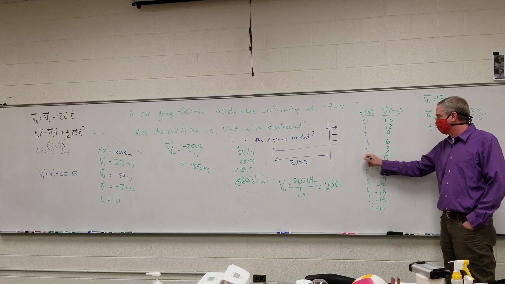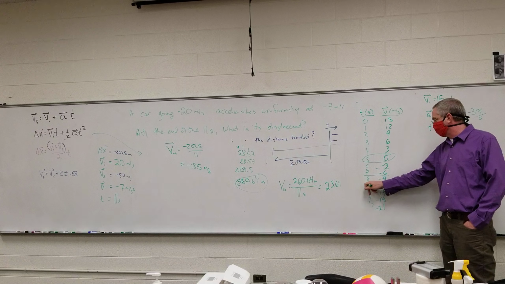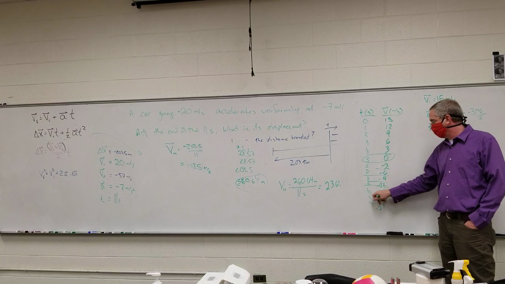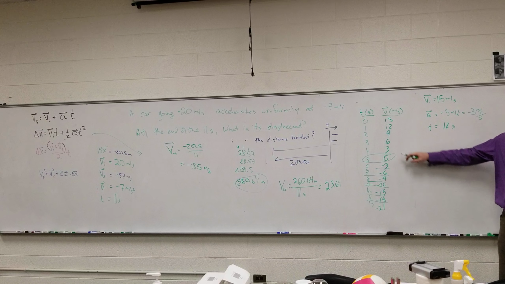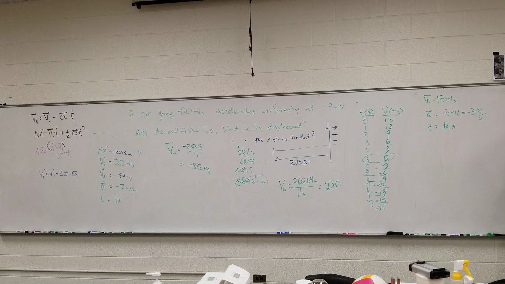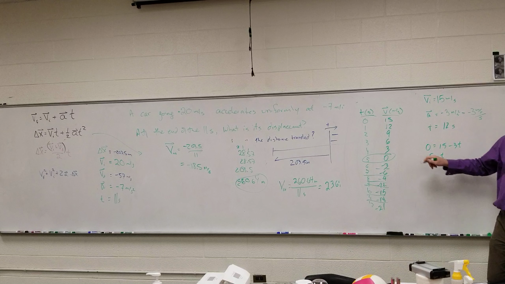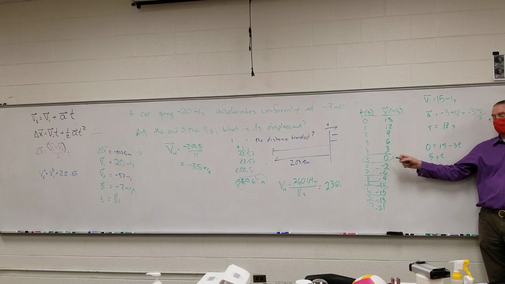All right. So let me draw a few dotted lines here. So it stops at 5 seconds. Or we could have plugged into the first formula over there and done 0 is equal to 15 minus 3t, and t is equal to 5. But I have the time it stops.